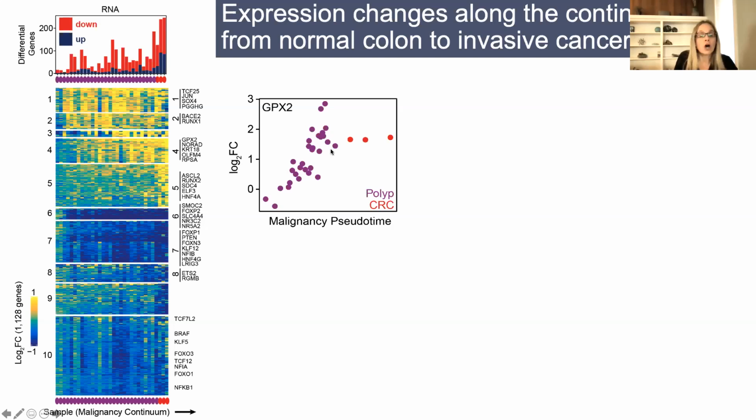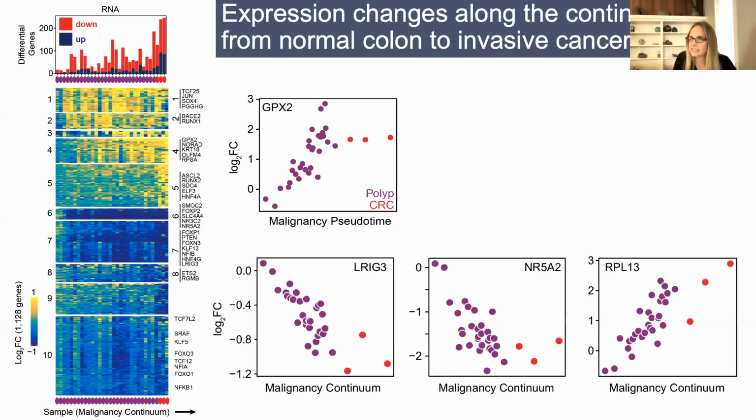But it's not the only marker that changes. In fact, we could find related patterns for many other stem cell marker genes, such as LGR5 and RPL13.